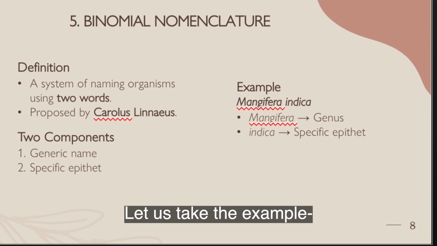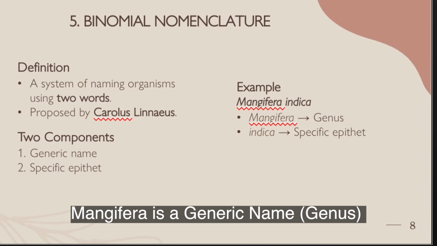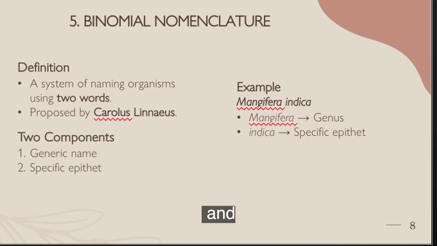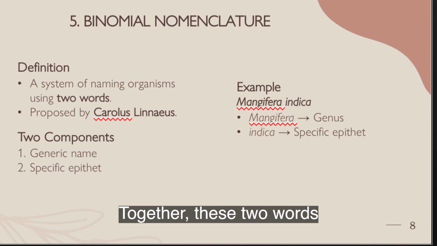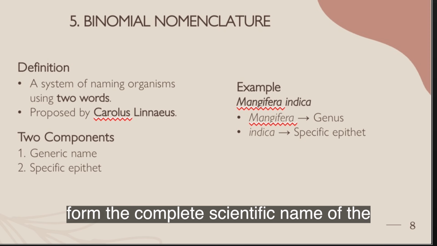For example, let us take the example Mangifera indica. Here, Mangifera is the generic name or genus, and indica is the specific epithet or species. Together, these two words form the complete scientific name of the mango plant.